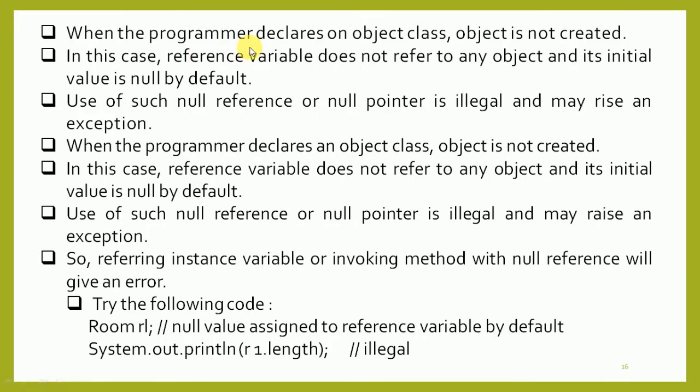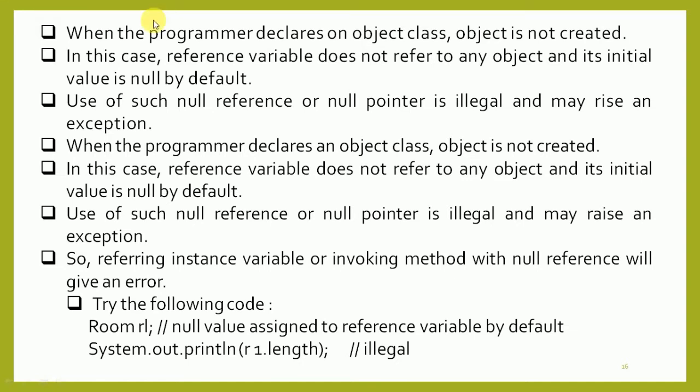When the programmer declares an object of a class, the object is not created. In this case, the reference variable does not refer to any object and its initial value is null by default. Use of such a null reference or null pointer is illegal and may raise an exception. An exception handling chapter is given in this course.